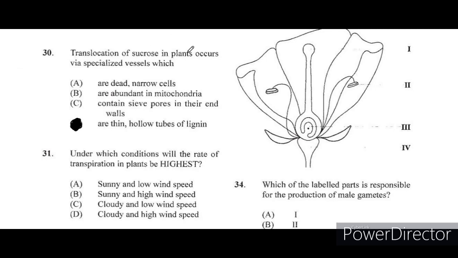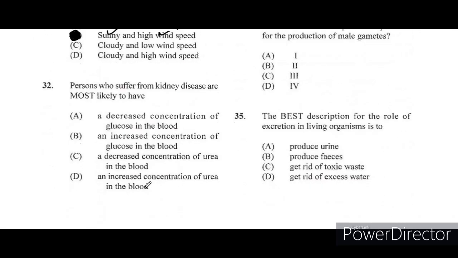31. Under which condition will the high rate of transpiration in plant? Okay. Under which conditions will the rate of transpiration in plants be highest? Sunny, definitely, because the heat causes increased evaporation, but low wind speed doesn't. So high wind speed would be it. So B, the rate of transpiration in plants would be lowest if it were cloudy and there was low wind speed.